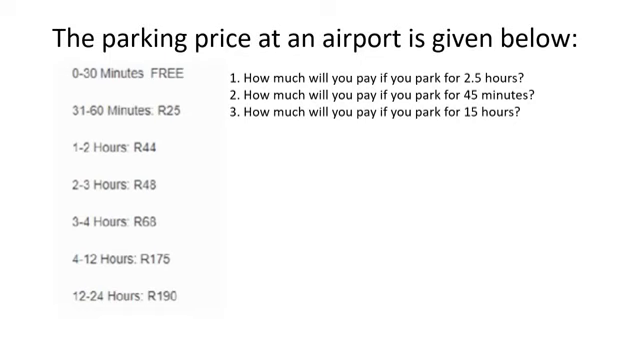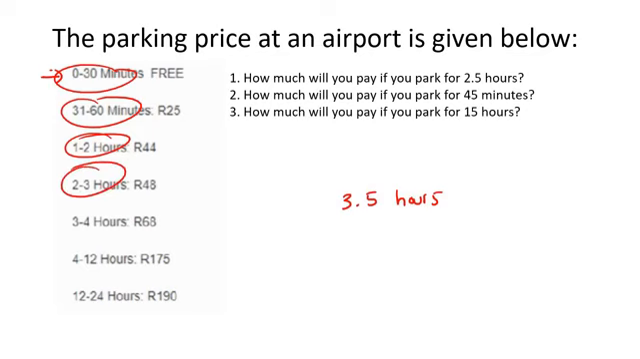The parking price at an airport is given below. Okay, now this is really important. In the previous lesson, when I showed you the tables with the water and the electricity, with those tables you always had to start at the top and then go down. So, for example, if they said 3.5 hours, then with water and electricity you would start at the top, go there, then there, and then eventually you would end up over here at 3.5 hours.